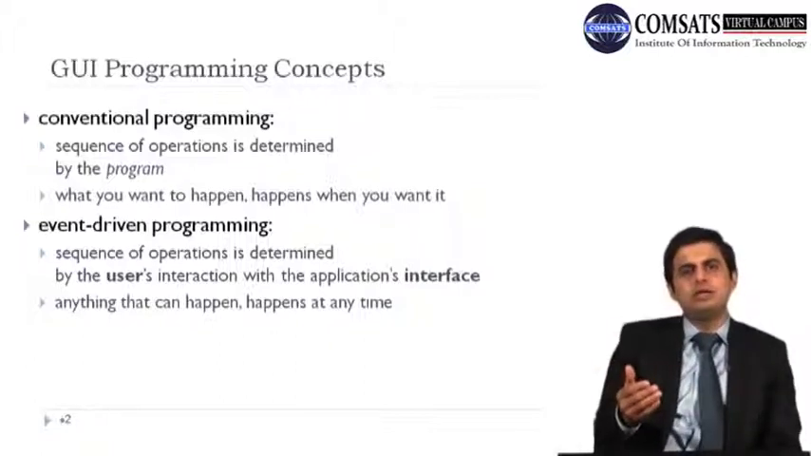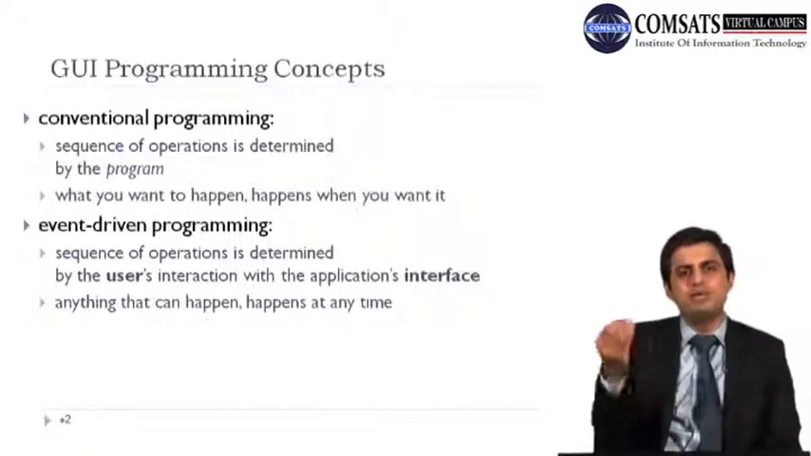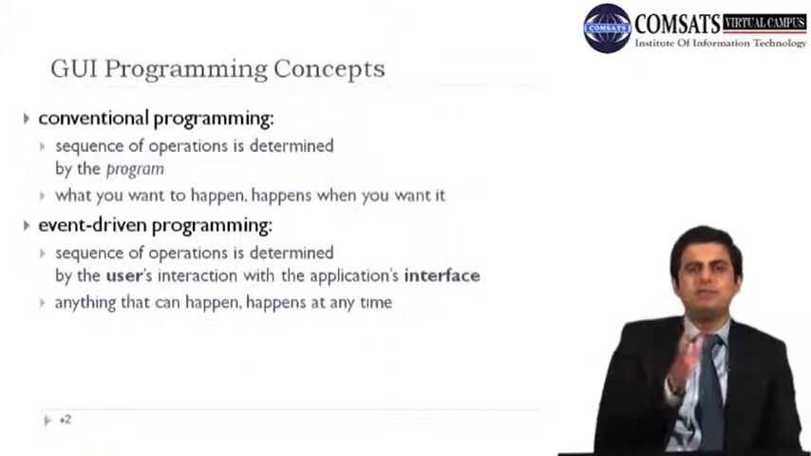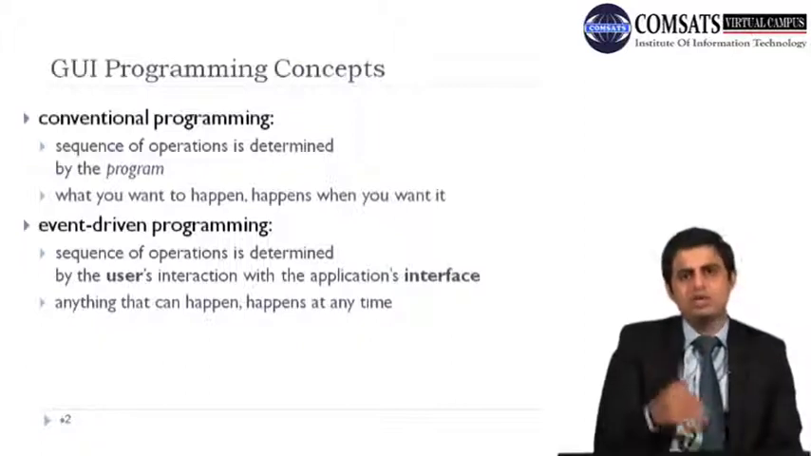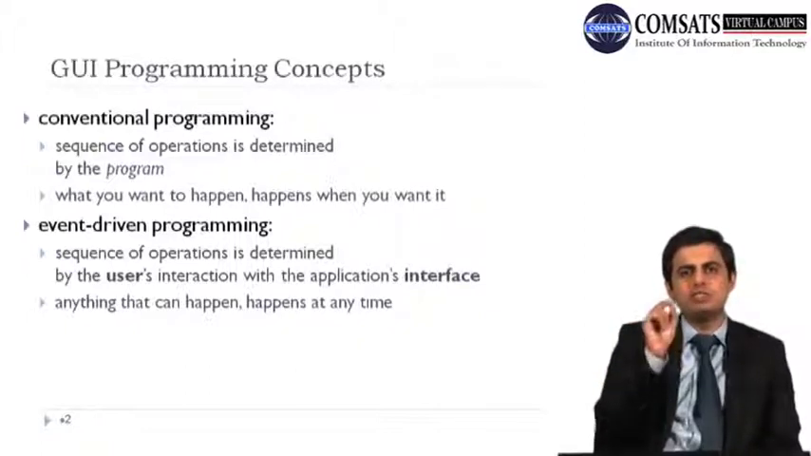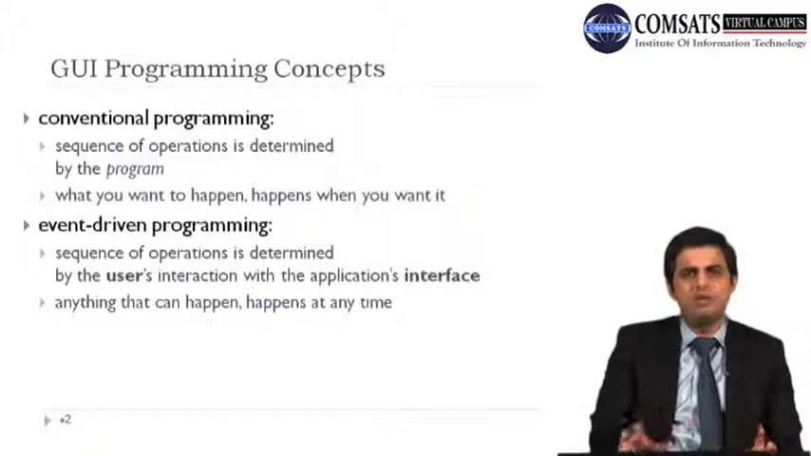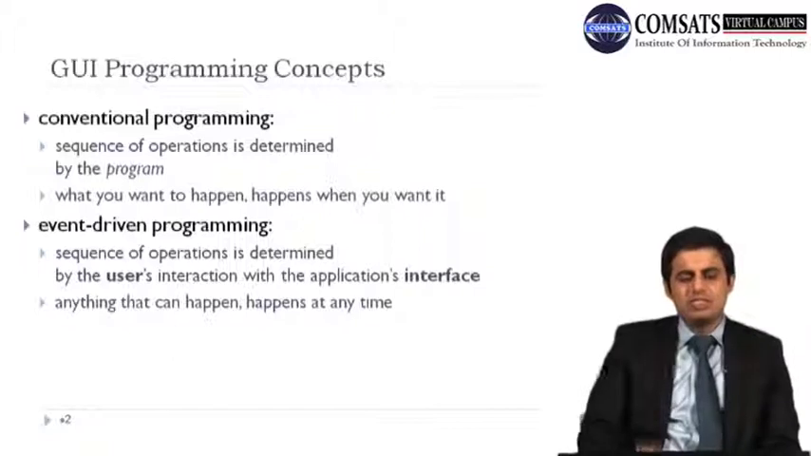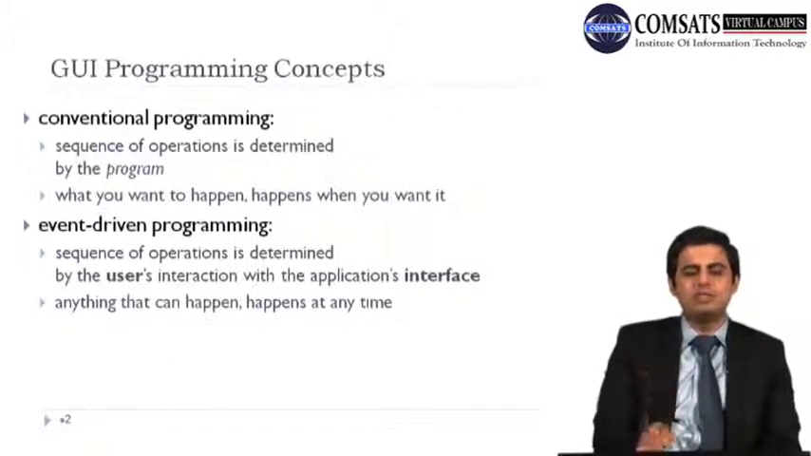you can tell the framework to put a behavior behind that button: if the button is pressed once, what behavior the framework should run, and if the button is pressed twice, what kind of event should be initiated, or if the button is pressed continuously, what different features could be invoked. So the sequence of operations is determined by the user's interaction with the application's interface.